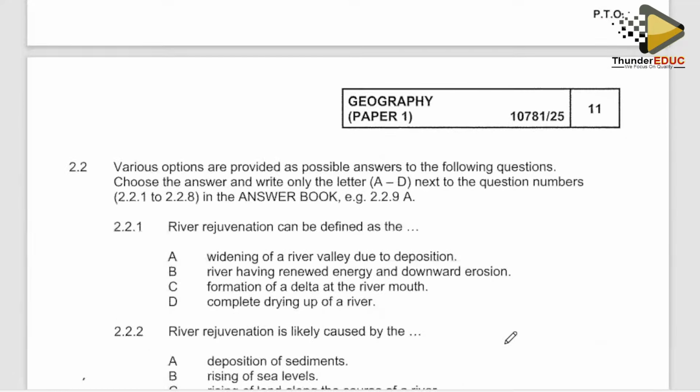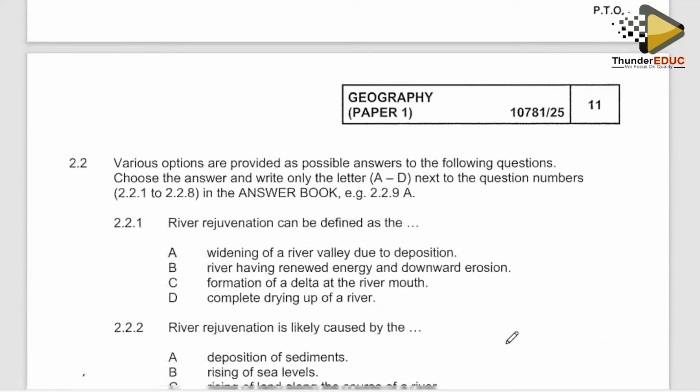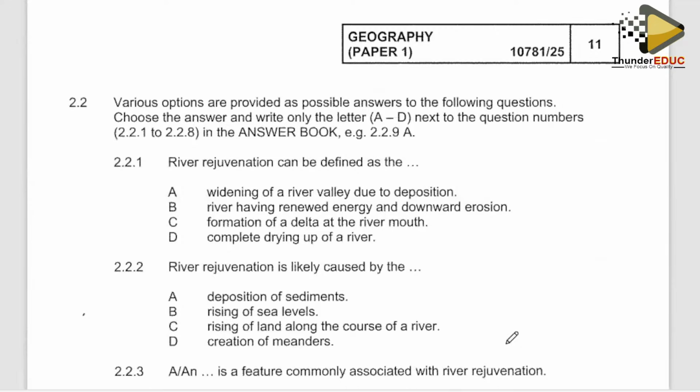Move on to the next question. River rejuvenation. When we're talking of rejuvenation, we are saying it's the renewal of erosive power of a river. The river regains its erosive power. That is rejuvenation. So the correct response then is item B.